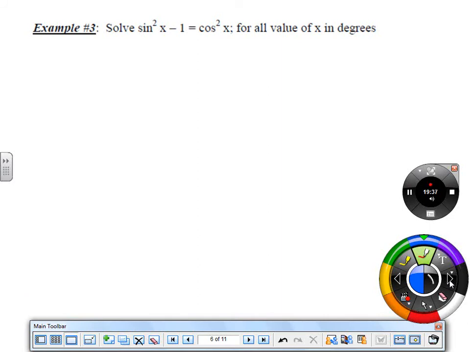This time we're solving for all values of x, but we get to keep it in degrees instead of radians. But we're probably going to have to use k or n. I don't know what letter your book uses, to be perfectly honest. Don't be afraid if it's k or n or whatever. It can be anything anybody wants. All right, ideas. What are we going to do with this?